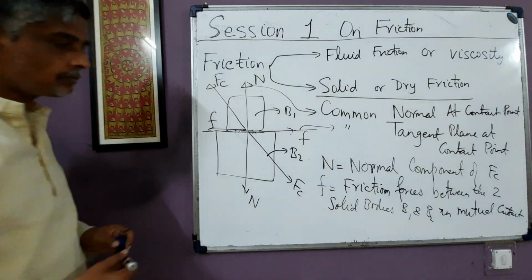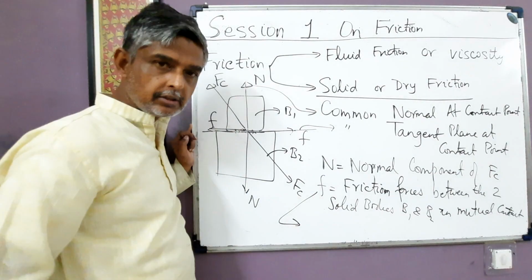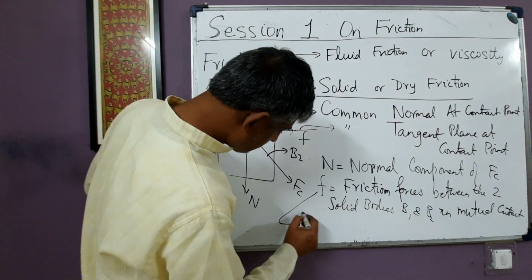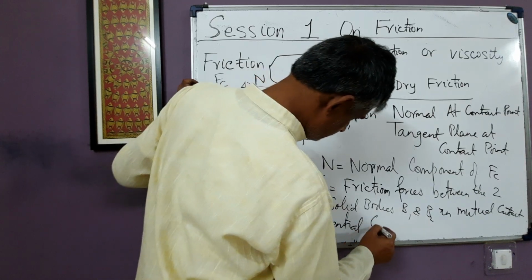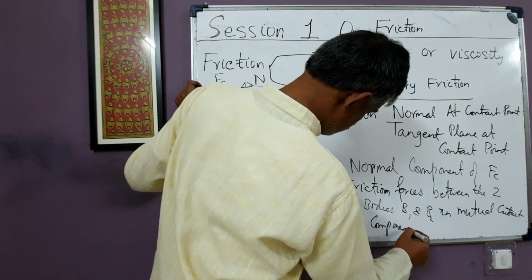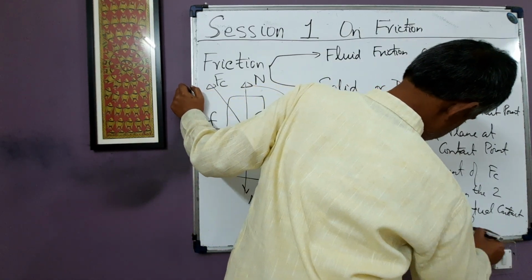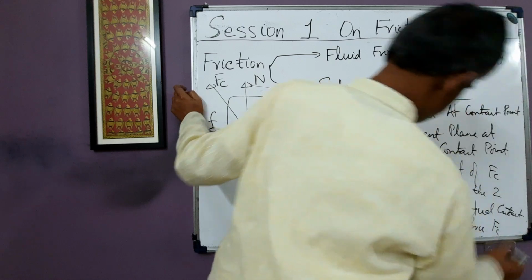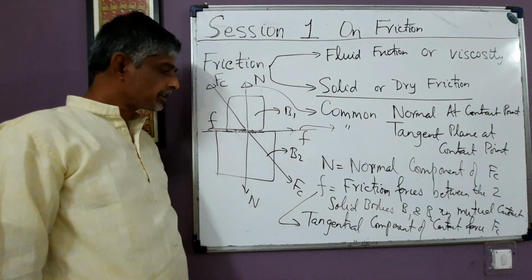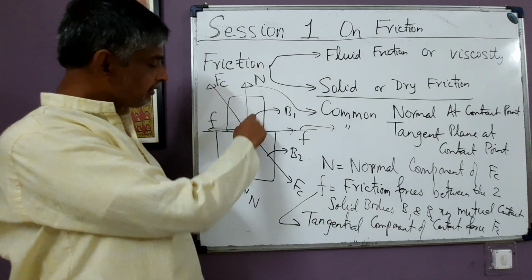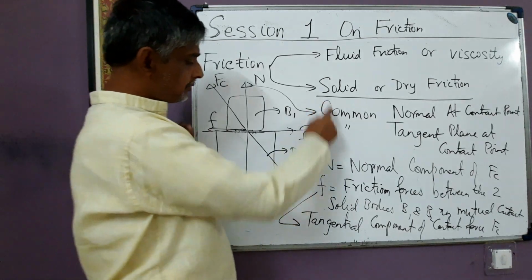Okay. And this friction force is the tangential component of the contact force Fc. So friction force is the tangential component of the contact force Fc between the two solid bodies B1 and B2 in mutual contact. Is it clear? Fine. So this is the friction which we have defined here.